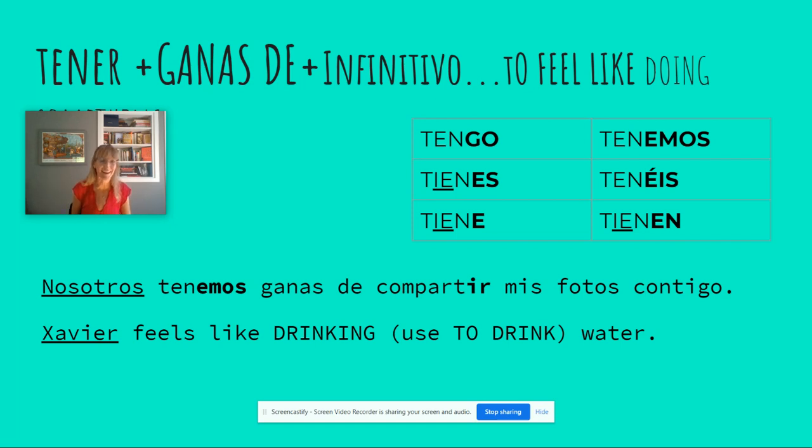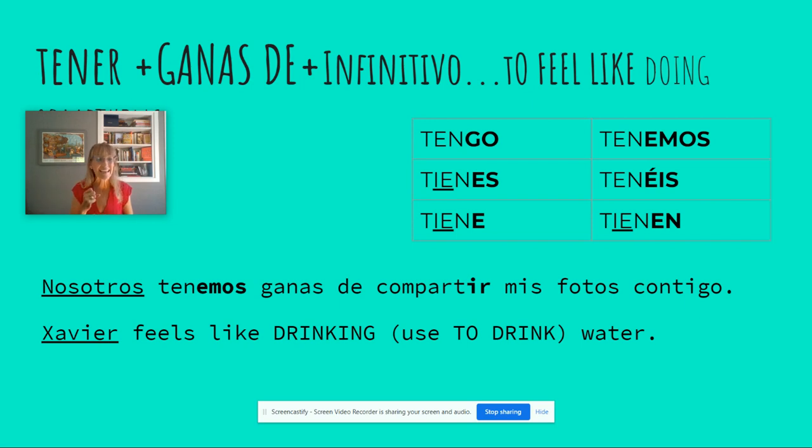I apologize for the error. It should be nuestras fotos. Our photos. We feel like sharing our photos. We want to show you where we've been, what we've been doing. It's not a have to, it's a desire. So let's look at another one.